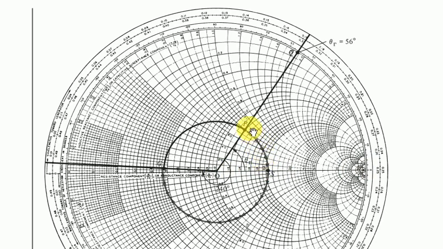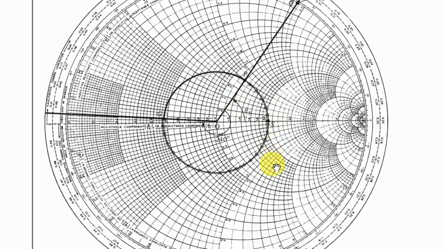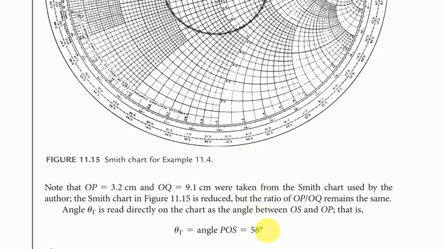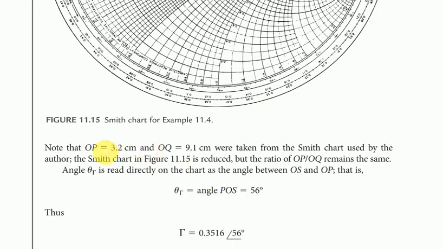You measure that angle, and that angle will be called theta gamma, that is the phase of your reflection coefficient. So if you measure, this angle comes out to be 56 degrees. So you have calculated the magnitude of gamma and now you have found out the phase of gamma. So gamma can be represented as magnitude as well as phase in the phasor form, which is 0.3516 angle 56 degree. You can check, it will be the same as what you found using the formula.